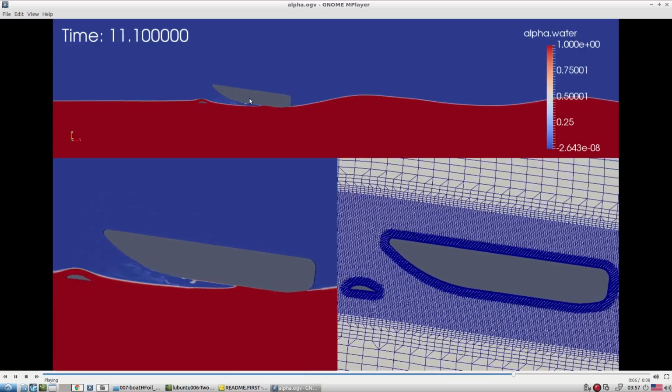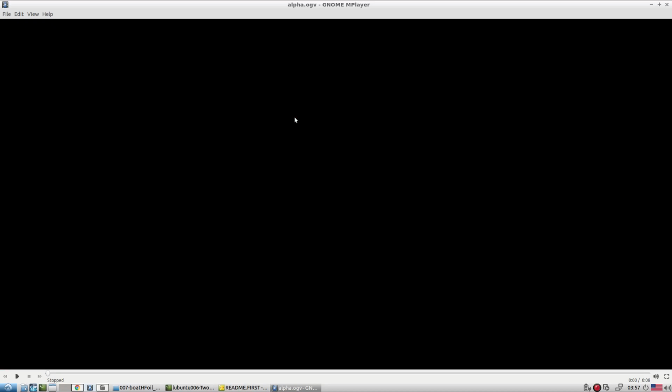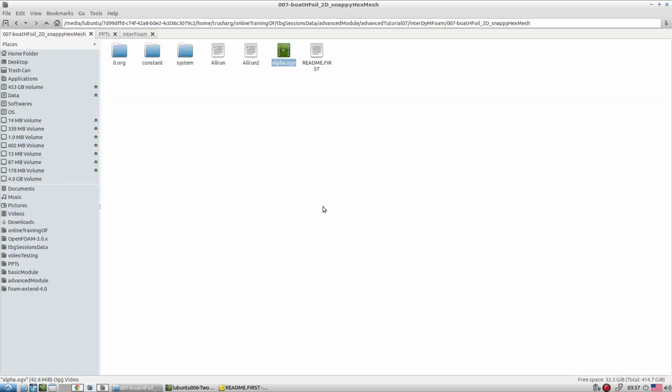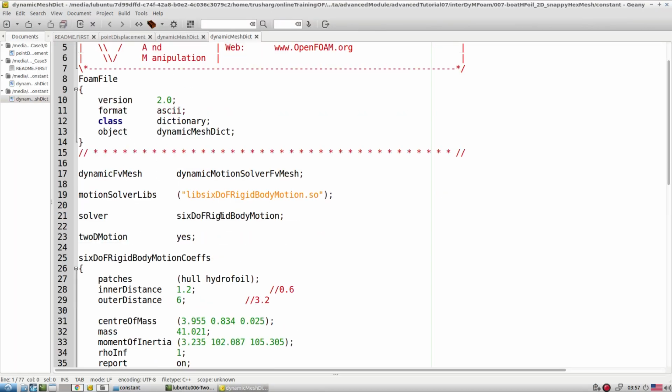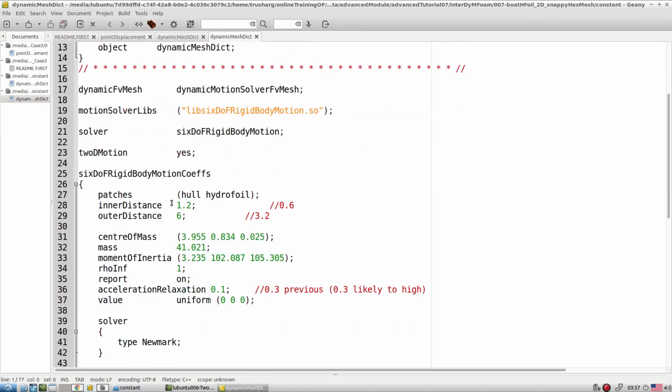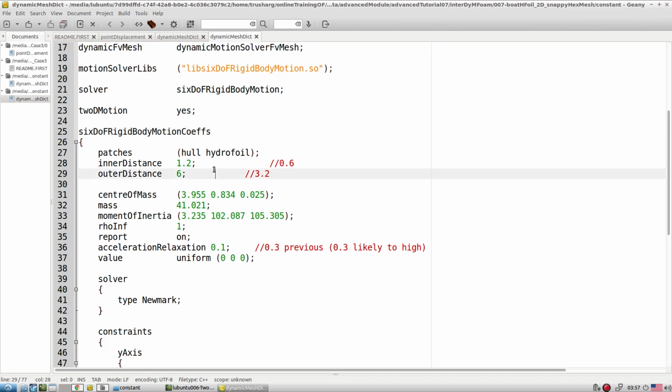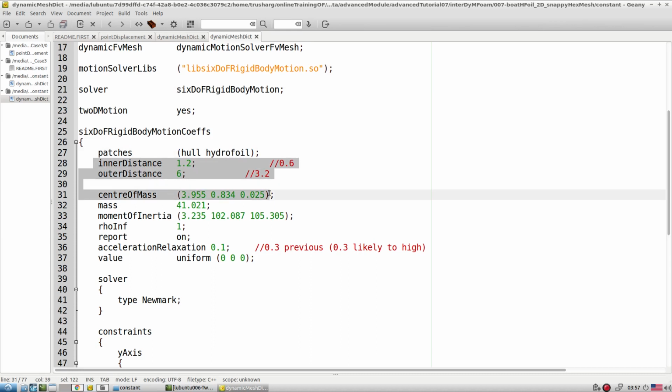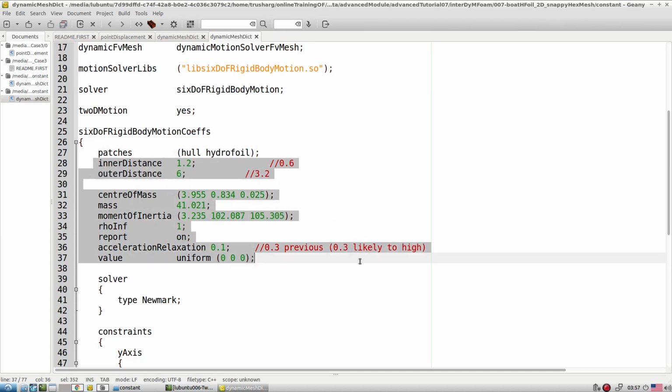So we look at the 6 DOF class of things here. Sorry, we are talking about the 6 DOF only. I had an idea that it is SDA, but it is 6 DOF. And we say hull and hydrofoil, where the small portion is the hydrofoil. And we say center of mass, moment of inertia, and all these things.